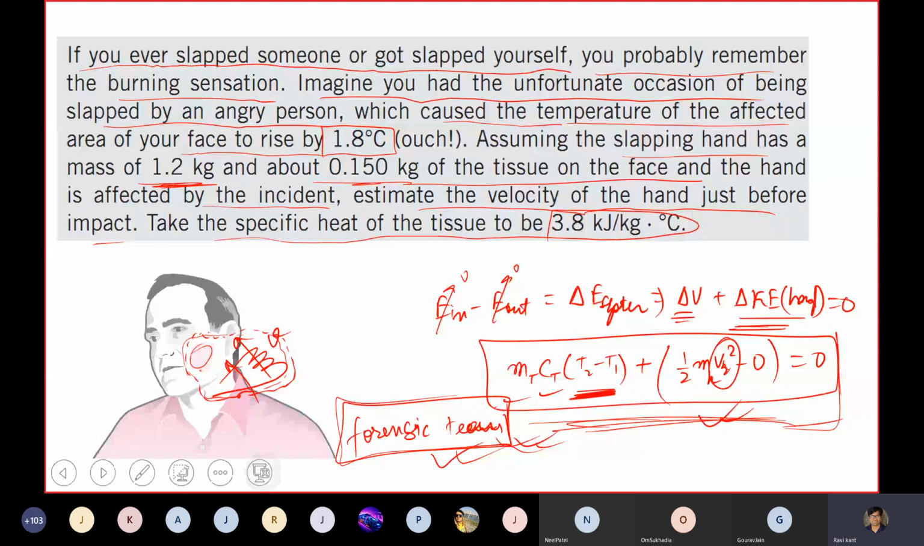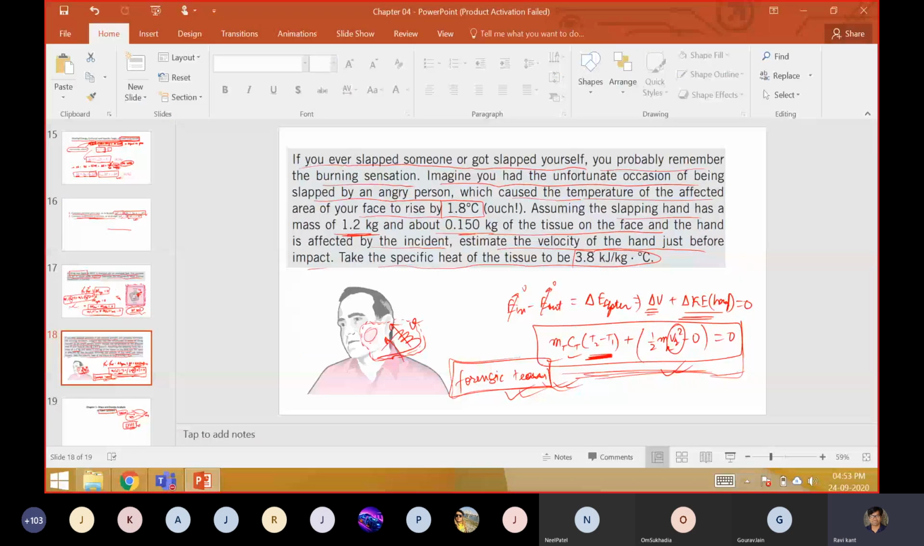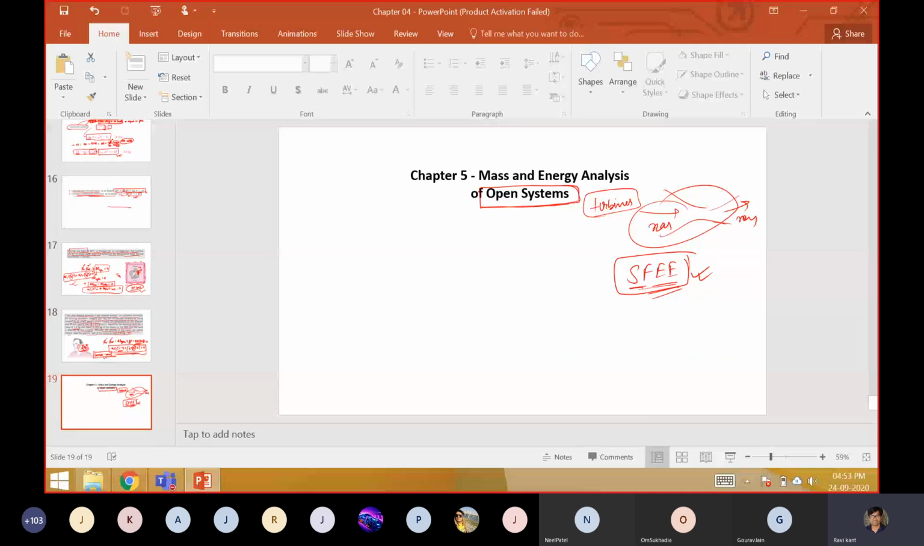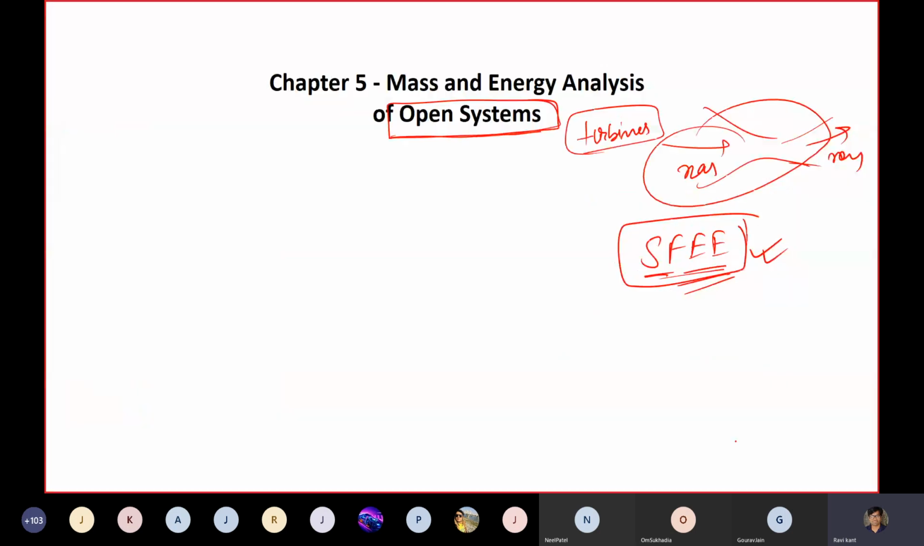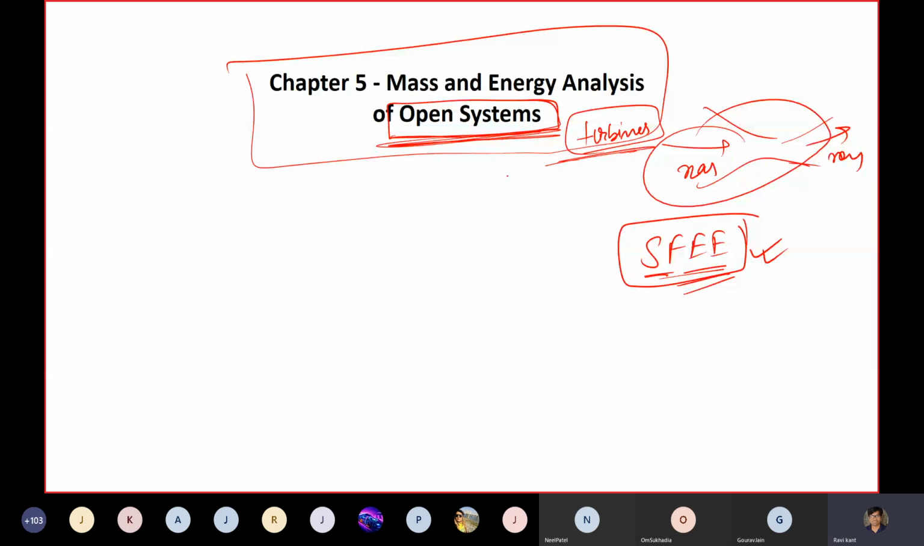So this concludes your chapter 4, and we will move into chapter 5, that is mass and energy analysis of open systems such as turbines, pumps, and all sorts of things. It will be very important and crucial for most of your work-producing devices. So this is an important chapter, and you will learn very important things in it.